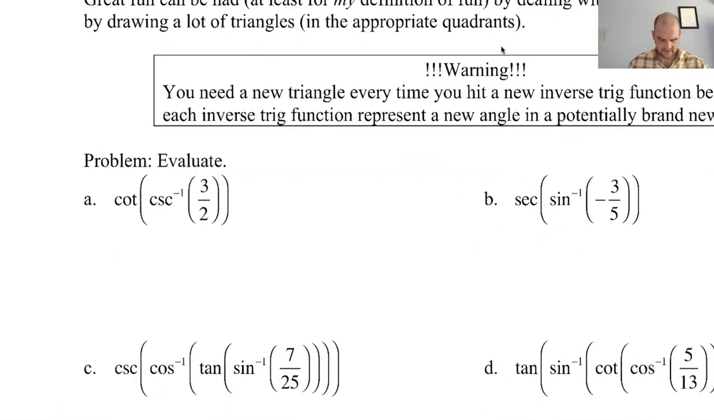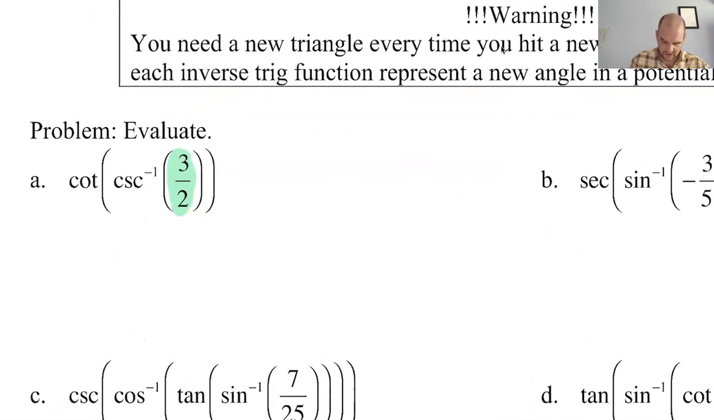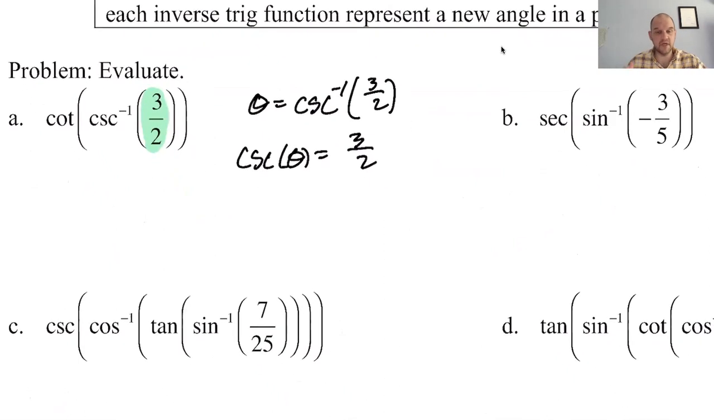So let's just see if we can do this. I look at this thing and I say 3/2 is not a famous ratio, and so I have to draw a triangle. The triangle I'm going to draw reflects the fact that theta is the cosecant inverse, which again is weird. Nobody wants to use cosecant inverse. Cosecant of theta is 3/2. I don't even really want to use that. I would much prefer to use sine. Sine of theta is 2/3. So in my mind, I'm thinking that.